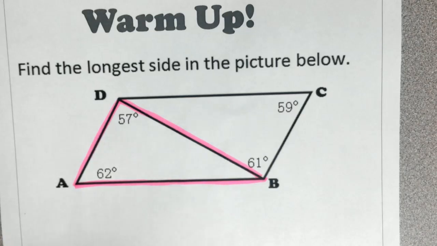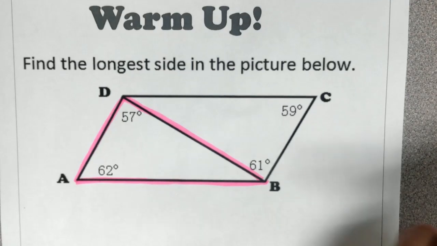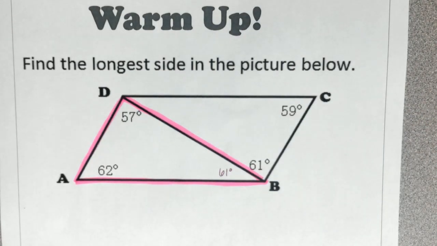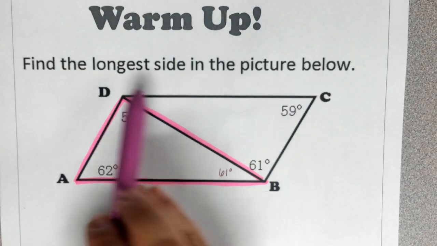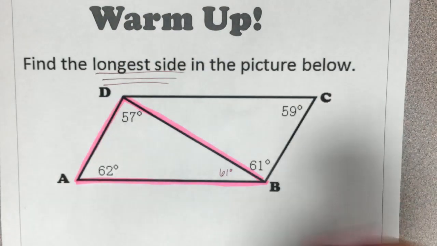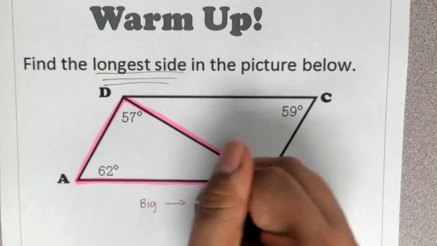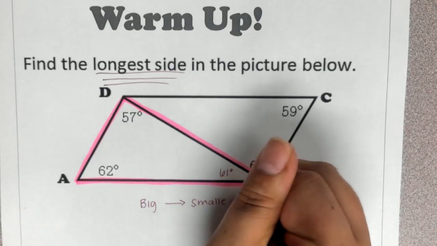What is 57 plus 62? 119 subtracted from 180 is 61 degrees. Does everybody in here agree with that? Now, I want the longest side. So I'm going to order these from biggest side to smallest side. Are y'all okay with that?